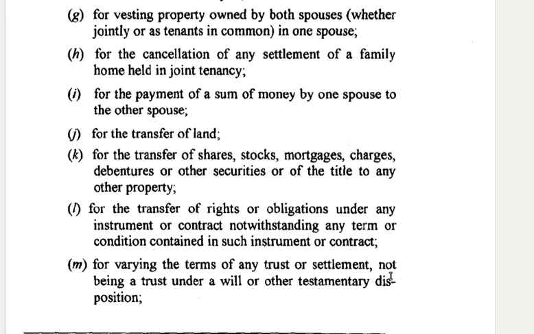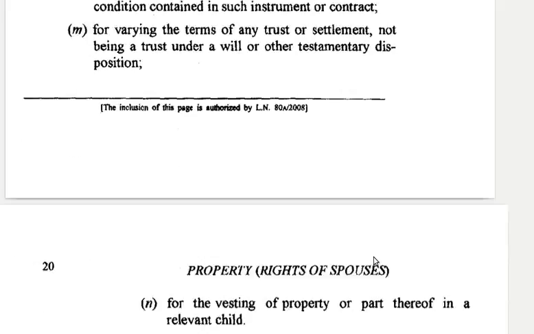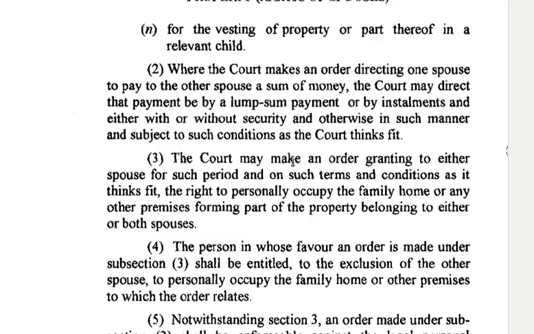So, if one spouse's parent had written their will for that spouse to inherit, then the court would not be able to vary or change that will just because the spouses decide to divorce. N, for the vesting of property or part thereof in a relevant child. Okay.